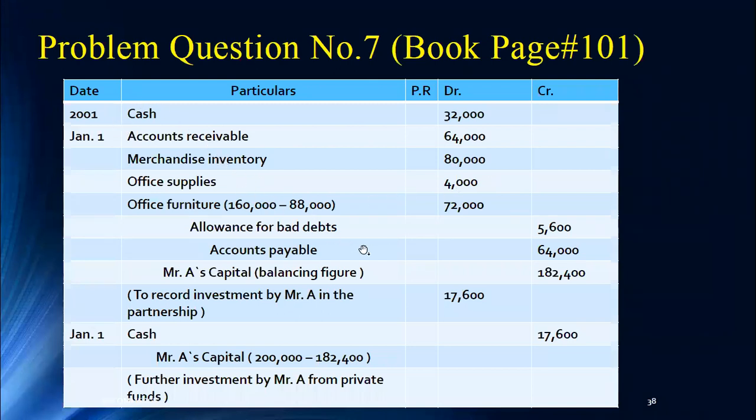This is the question we have done for problem number 7 on book page number 101, in which we have calculated the cash, accounts receivable, merchandise inventory, office supplies, and then office furniture, allowance for bad debts. After putting all the values, sorry, accounts payable is also given. After putting the assets on the debit side and the liabilities on the credit side, we have calculated the capital balancing figure. This balancing figure is not equal to 200,000, which is what we want. So this amount is not equal, which means we have to subtract: 200,000 minus 182,400. So you will get the values.